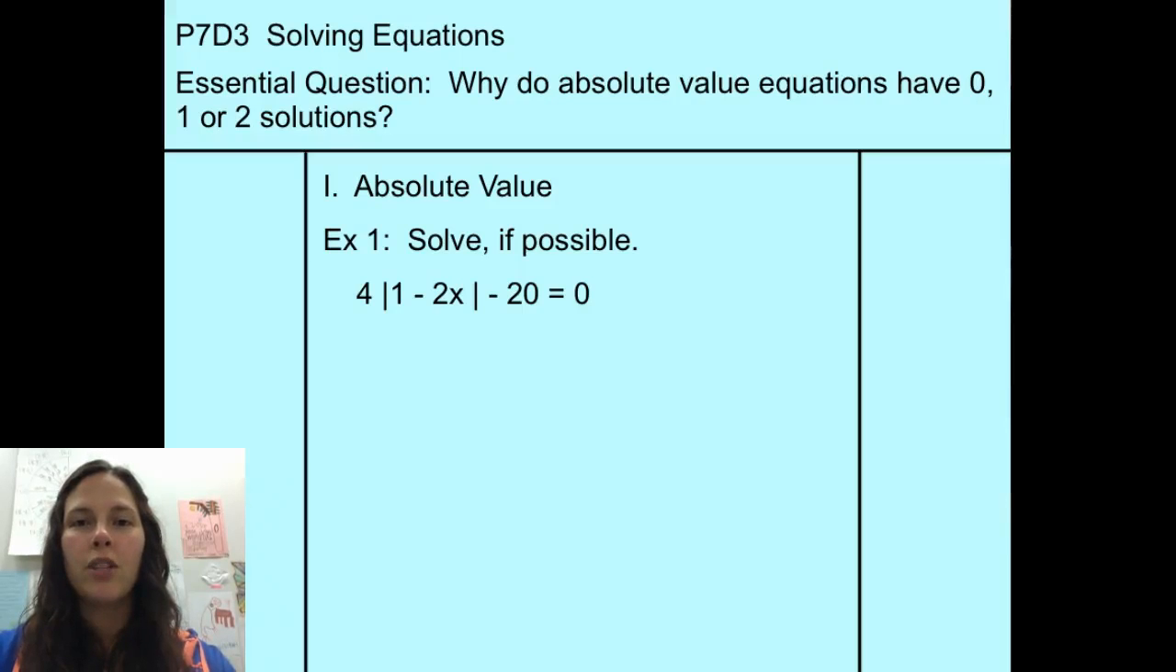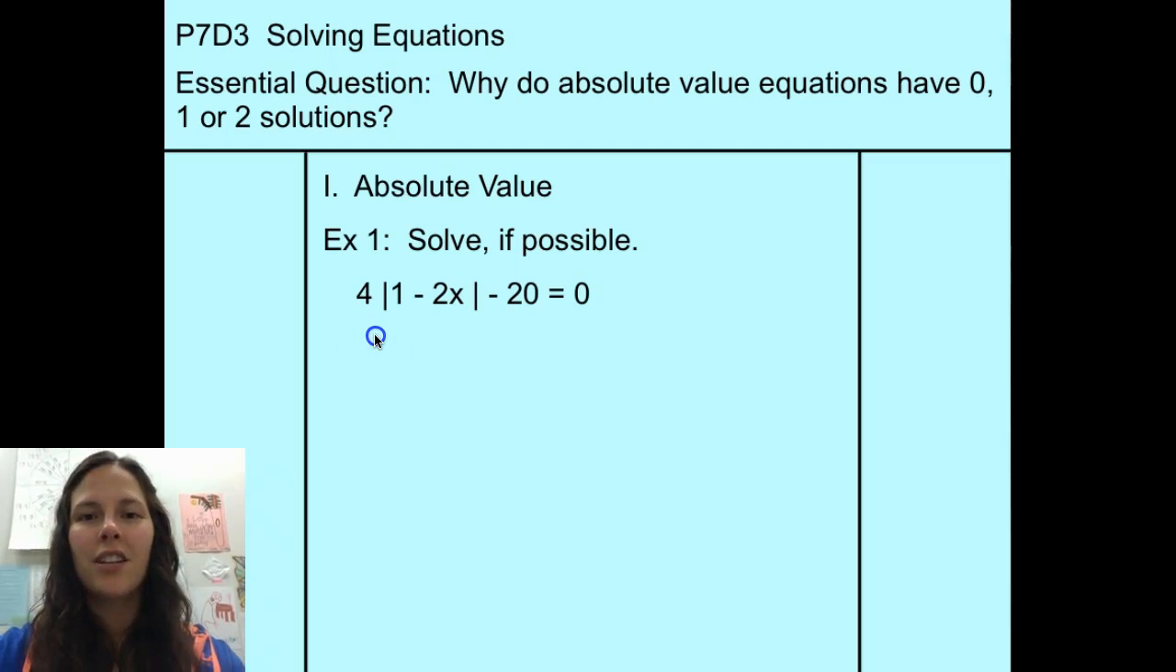The last two types of equations we're going to look at are absolute value and radical. Starting off with our absolute value equations, you want to isolate the absolute value first. So I'll add the 20 to both sides and then divide by 4.